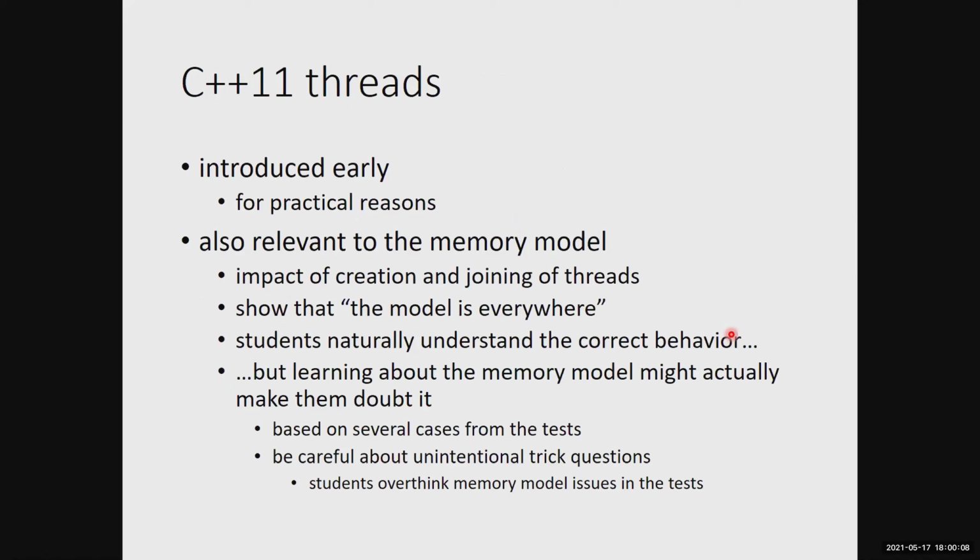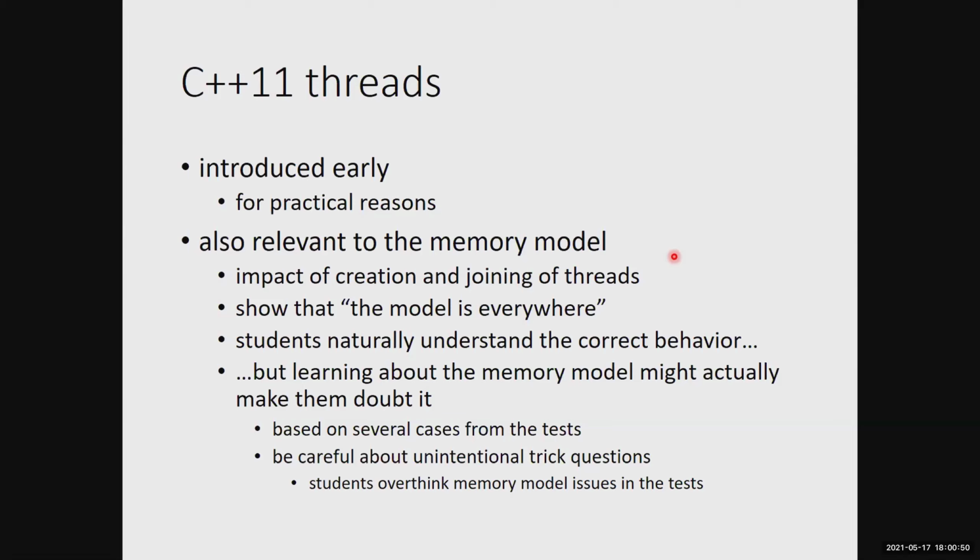Another thing that we obviously need to do fairly early is introduce C++11 threads, because without those, there wouldn't be much parallel programming. So we do this quite early, but it's also another topic where you can explain to the students that the memory model is kind of everywhere, because if you create or join threads, it also has impact on the memory model, which students tend to understand quite naturally: if you create a thread, it sees all the changes made in the master thread before it was created. And after you join a thread, you see all the changes made by the thread that was joined.